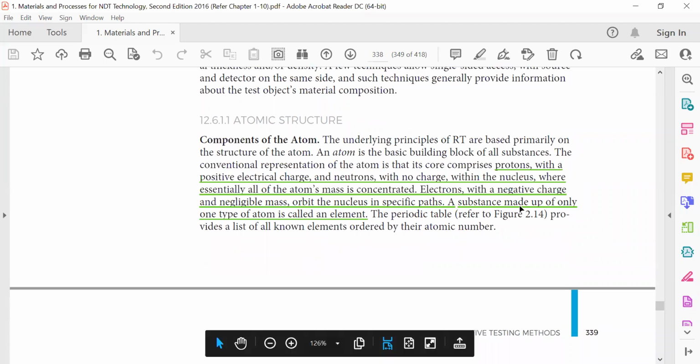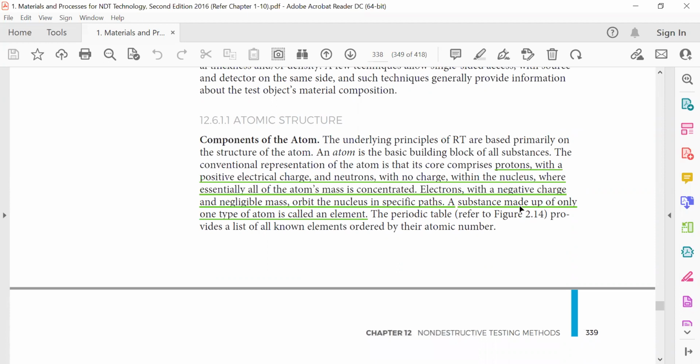So volume defects like shrinkage, porosity, piping, a very big crack, everything that has volume is okay. But if it is planar, like lamination and all, RT cannot detect it.